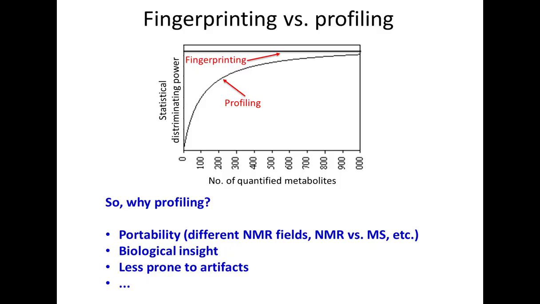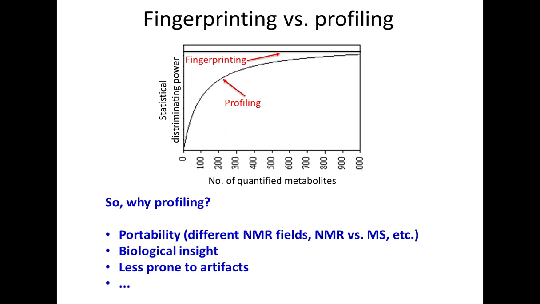And this is my last concept slide, where at least this is the way we see it. If you do fingerprinting, and if you do it well, all the information that is present in an NMR spectrum is collected somehow by fingerprinting. Even if you don't know where it comes from, even if you don't know the identity of the metabolites that cause one fingerprint to be different from another, the statistical discriminating power is the highest.